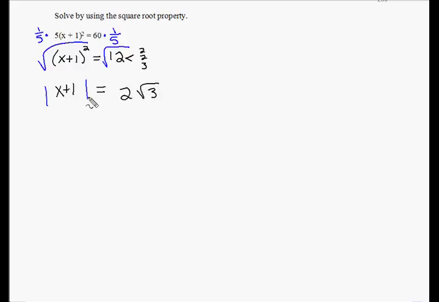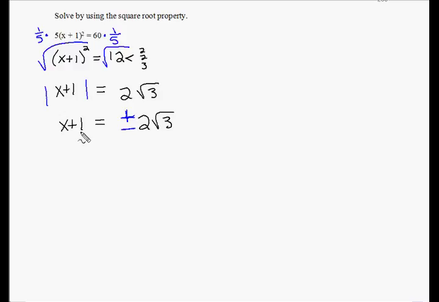But how do I make the bars go away? By realizing there are two possibilities. If you have bars in here, what is inside the absolute value could be positive, or what's inside could be negative. It could be a positive 2 square roots of 3, or it could be a negative 2 square roots of 3. So if we still want to get x alone, we need to get rid of this 1.